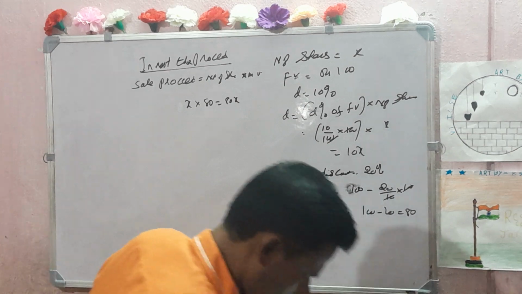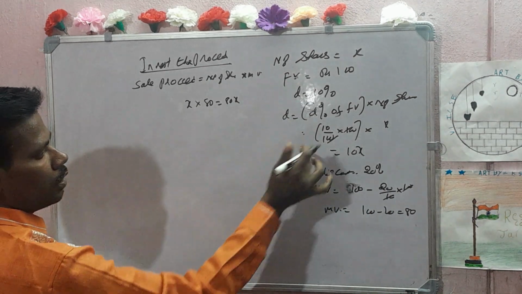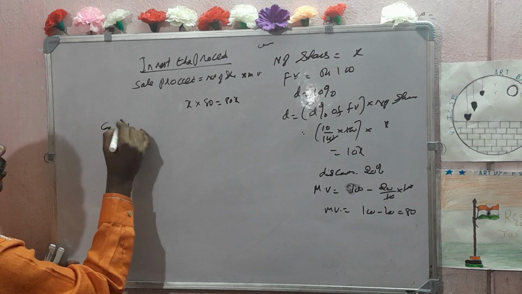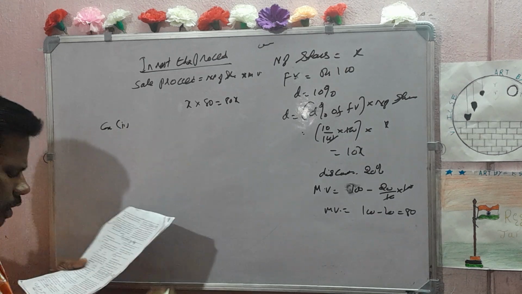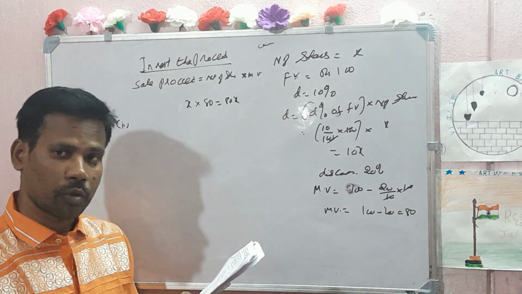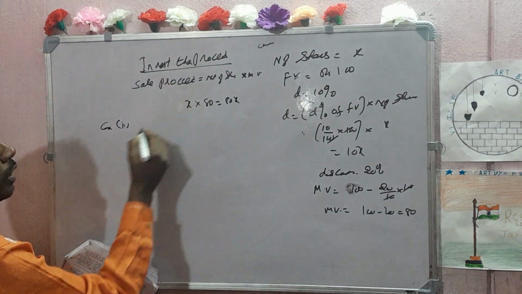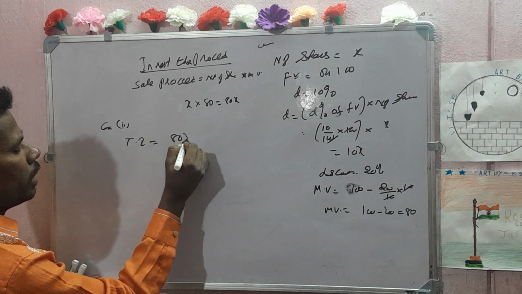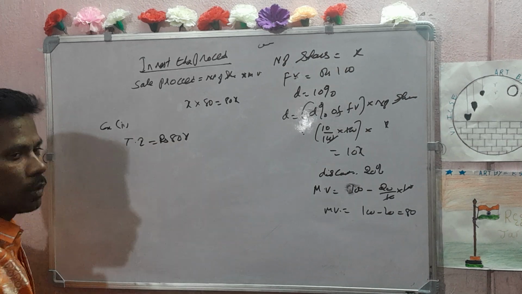Come back to the second case. Here you write down case 1. Now case 2, where he sells a certain number of these shares at a discount and invests the proceed. Invest the proceed, we already did. Now total investment, this becomes the investment. Total investment is 80x. Rupees 80x.